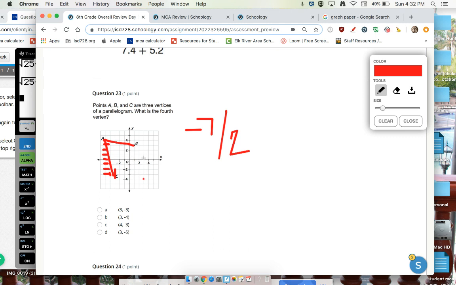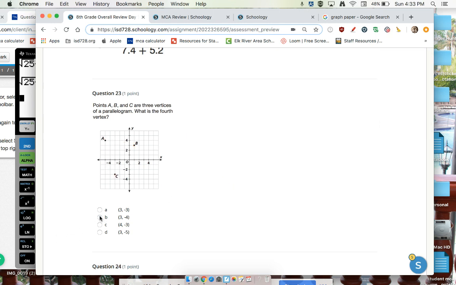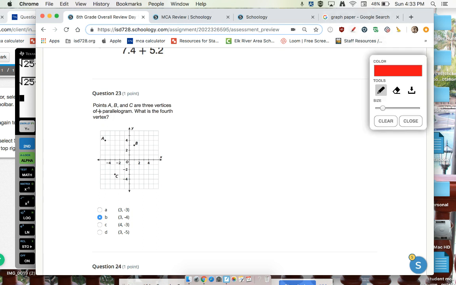So it looks like I'm at 3, -4. So 3, -4. Look at mine, it looks like a 7, but that's really a 3. So I'm just going to escape that. Again, my strategy there was to say, okay, I got to have a parallelogram. Parallelograms has that keyword parallel. Parallel means same slope. So I found it by moving the slope from A to C. Remember, slope is rise over run.